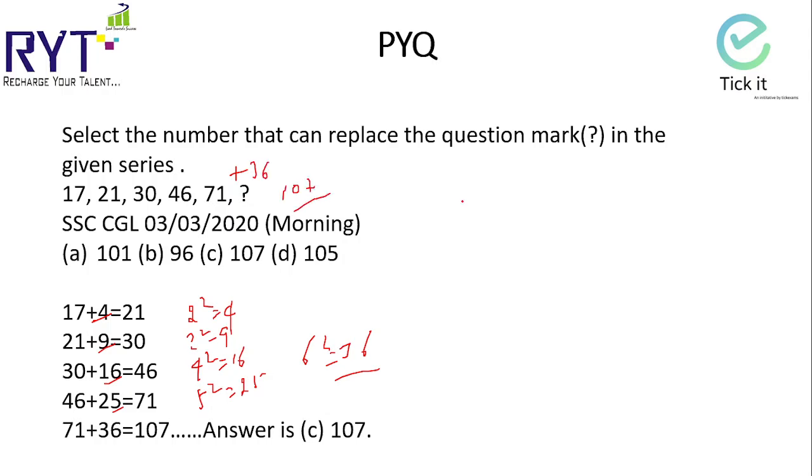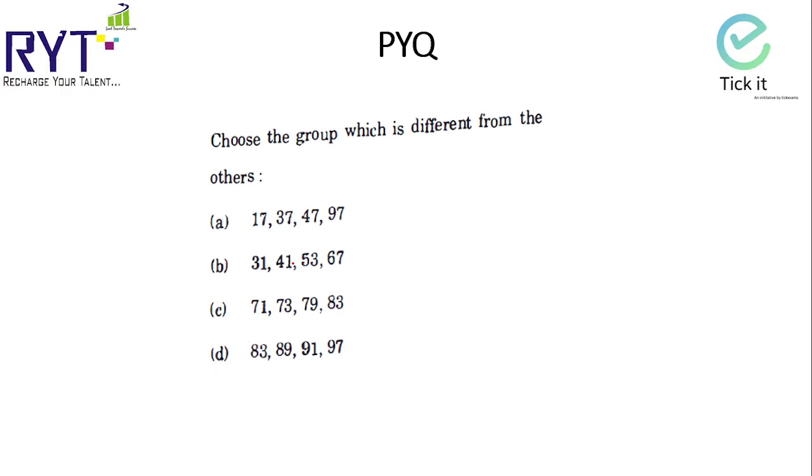Here also we can try the unit digit method. 71 unit digit is 1, 36 unit digit is 6. What is 1 plus 6? Unit digit 7. That's it. Go with the answer option C, which has unit digit 7. Okay. Let us go to one UPSC question.